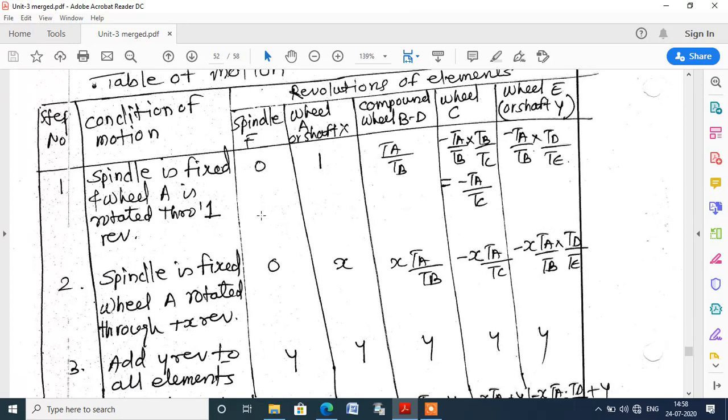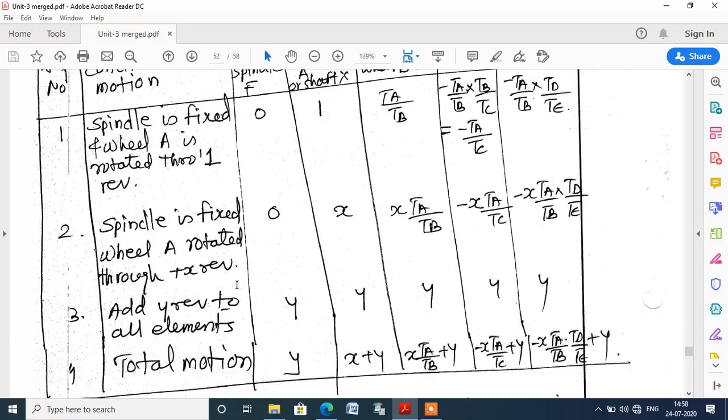Multiply x with these row elements of the first row. So x into 0 is 0, x into 1 is x, x into ta by tb is x ta by tb. Then x into minus ta by tc is minus x ta by tc. And x into minus ta by tb into td by tc, so we have written minus x ta by tb into td by tc.